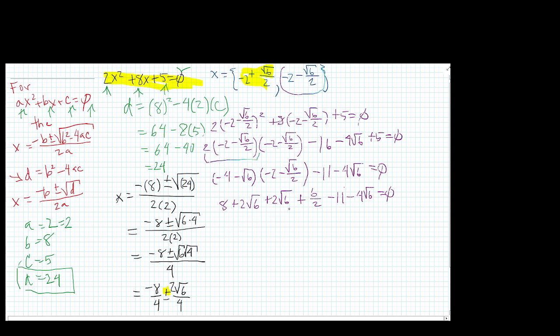So let's go ahead and add this out. When you add these two, you have 8 plus 4 square root of 6 plus 3 minus 11 minus 4 square root of 6 equals 0. And plus 4 square root of 6 minus 4 square root of 6, that's 0. 8 plus 3 is 11 minus 11, and that is 0. So that right there confirms that this solution set is correct.